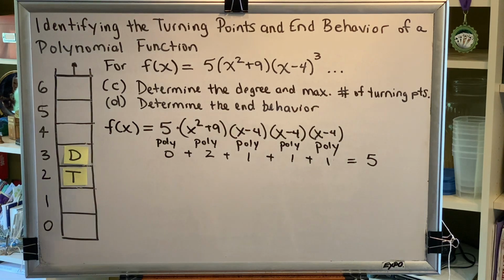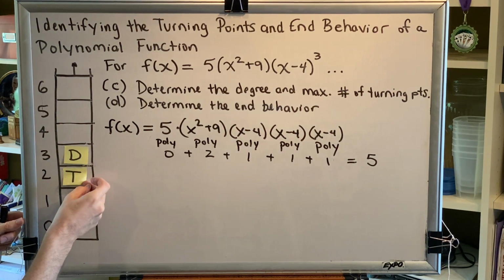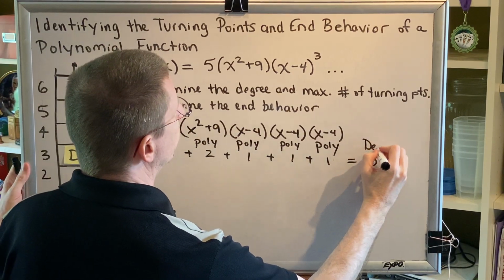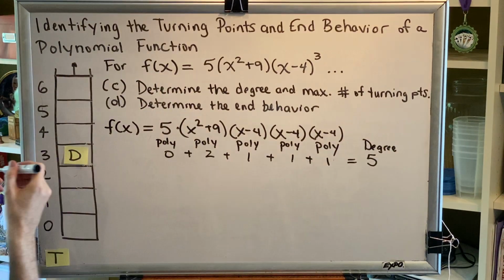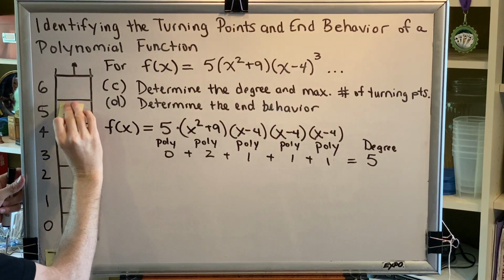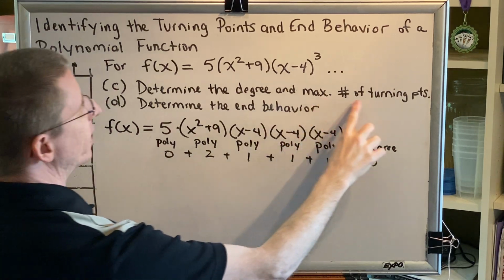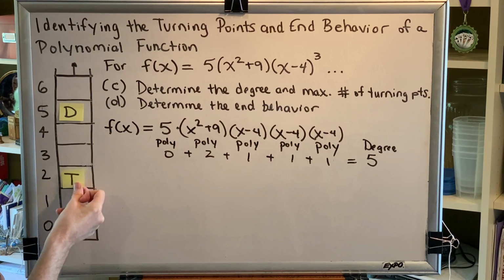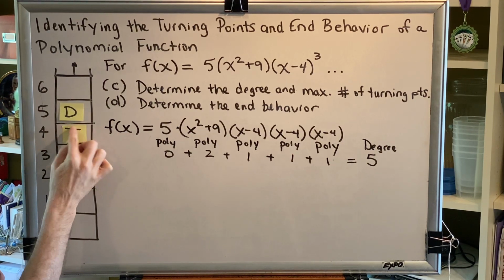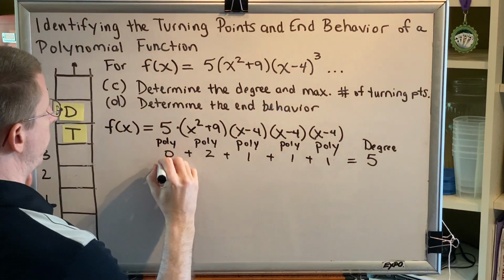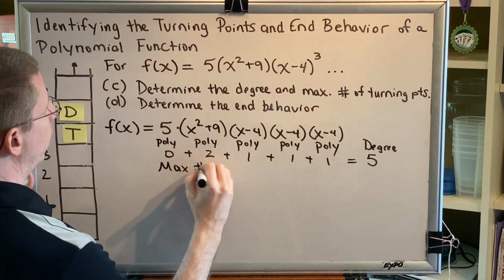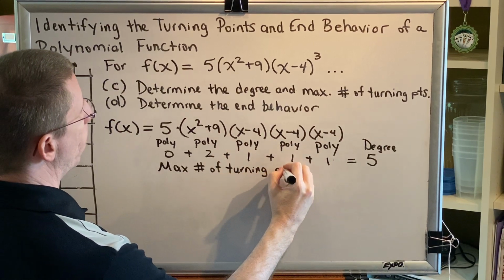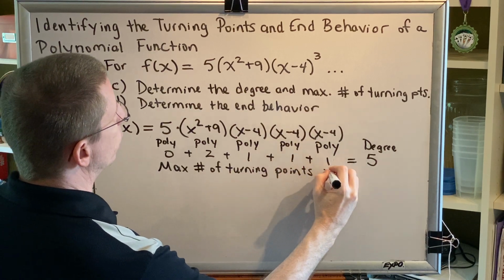Okay, wonderful. So we've now determined the degree. Let's determine the maximum number of turning points using our math elevator. Now that we know that the degree is 5, we will put the D car on the 5th floor, degree of 5. So what is the maximum number of turning points? Where can the T car go? Well, it can be at 0, 1, 2, 3, or 4, and therefore the maximum that it could be would be at 4. So the maximum number of turning points is 4.